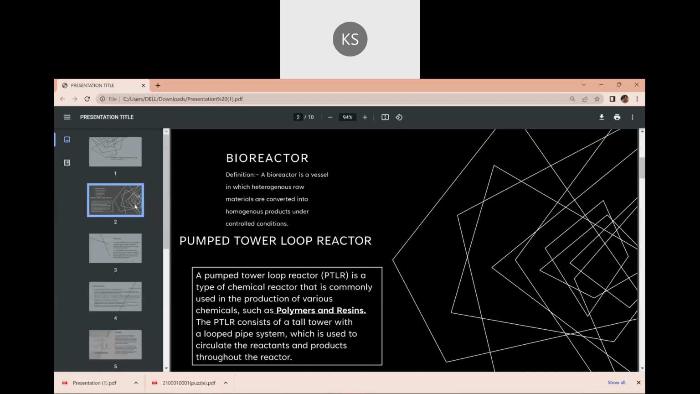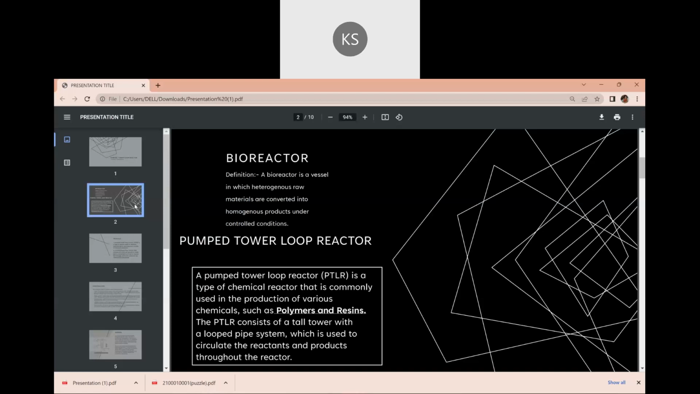In this vessel we add raw materials, and this vessel undergoes a series of chemical reactions and converts these raw materials into products. So this is the definition of a bioreactor. Bioreactors are classified into various types based on the raw material and the product they convert, and based on their function.